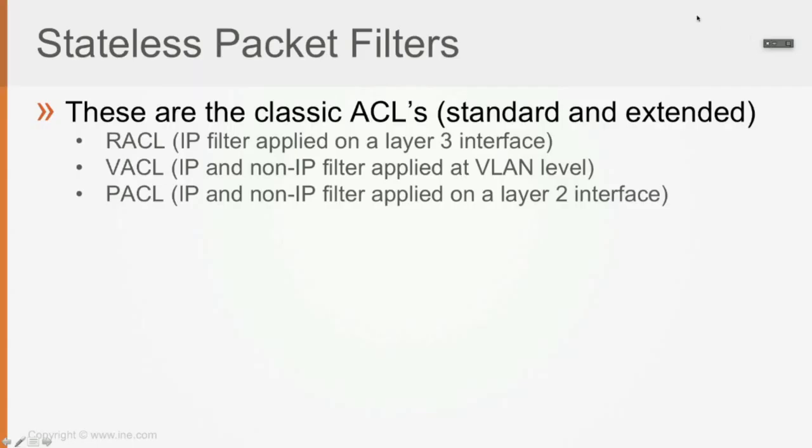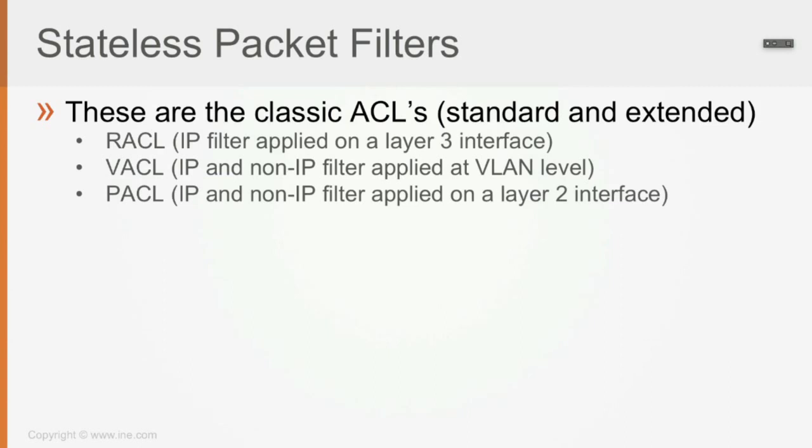There we go. So the RACL is going to be an IP filter applied on a layer 3 interface. That's why it's called a router access list. A VACL stands for VLAN access list, and is going to be an IP and/or non-IP filter applied at the VLAN level. I'm going to speak just about the IP part of it.